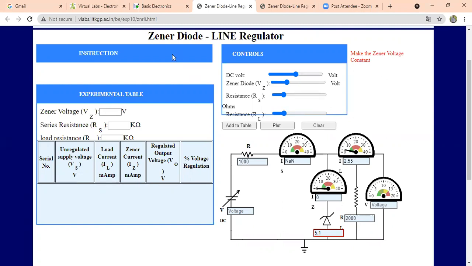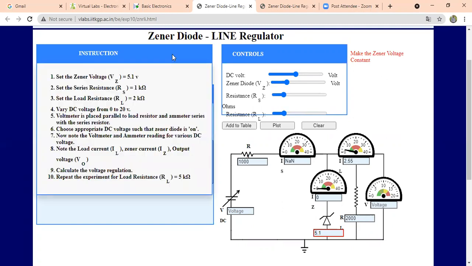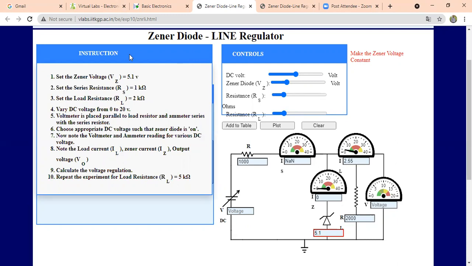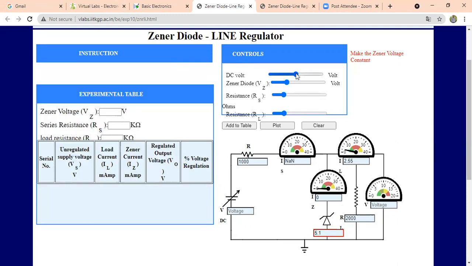Now we are left with the input voltage. We have to vary this input voltage from 0 to 20 volts. Let us say it is at 6.2 volts initially. So we'll be starting with 6.2 volts, or we'll start from lower, that is 3.4 volts. Now we'll add all these values of input voltage, series resistance, Zener voltage, and load resistance to the table. Add a table.